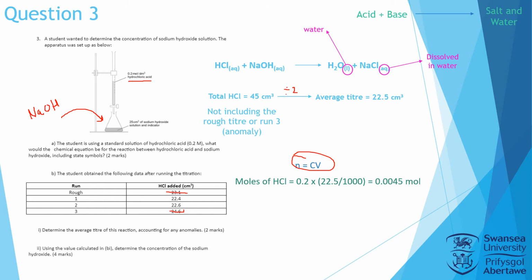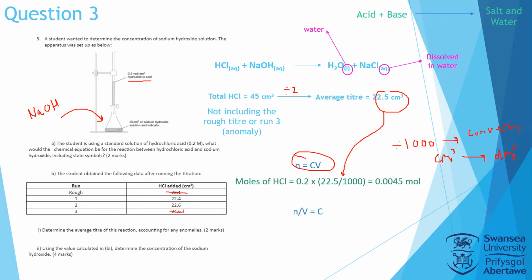The first thing we do in this question is work out how much of the stuff in the burette we have added, because we know the concentration. So we've got 0.2 molar, and our average titre goes in here. And we divide by 1,000 to put it into decimeters cubed. Let me just write that down. That converts centimeters cubed into decimeters cubed, which is what you need to answer the question. So we work out the moles of HCl, and this is 0.0045 moles. And then we can work backwards.